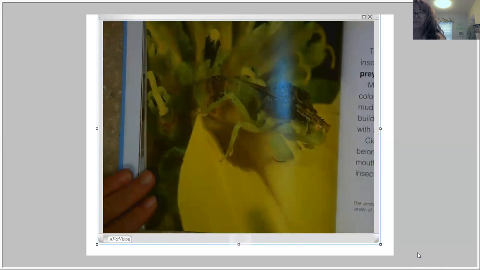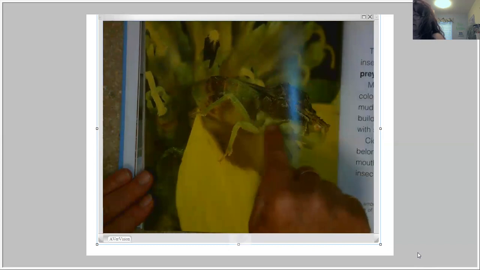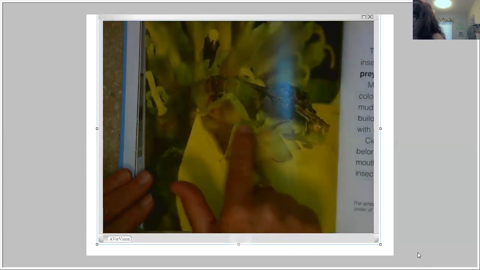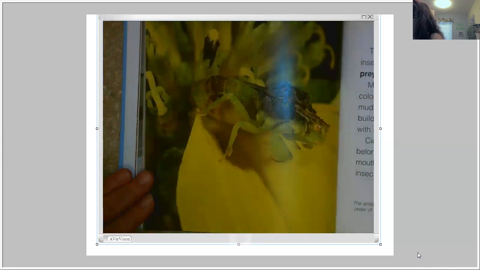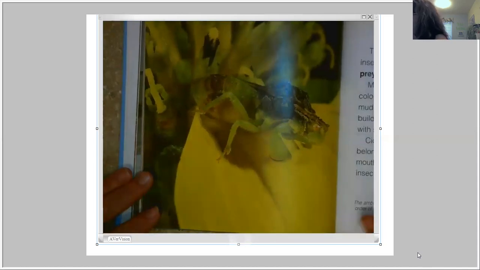And with that glare, I'm hoping you're able to see. I can see some eye right here, a mouth part right here. So this would be his head. The bumpy part right here is his thorax. The abdomen coming back here. There's front leg, middle leg, back leg on that side. And this is an insect that eats other insects.